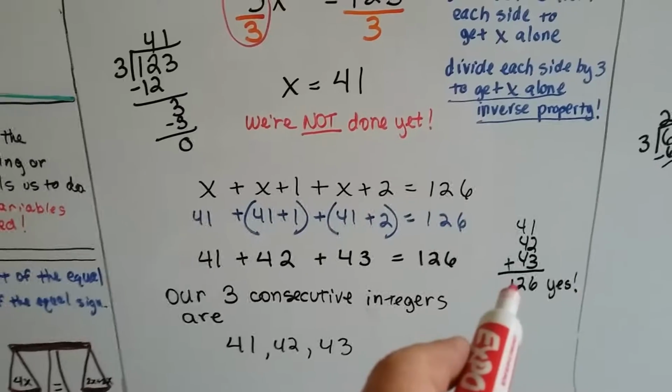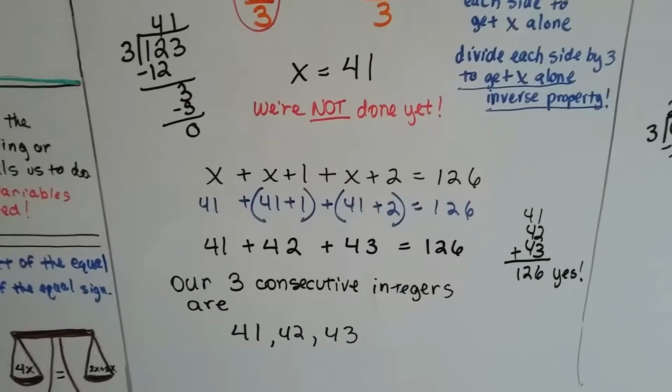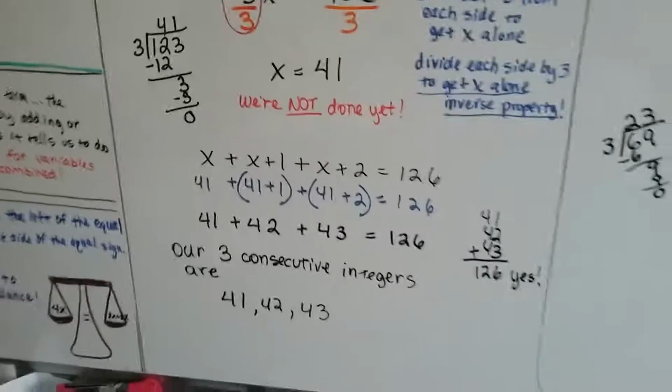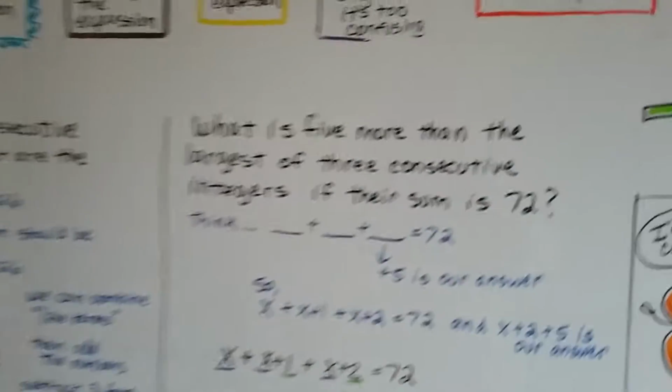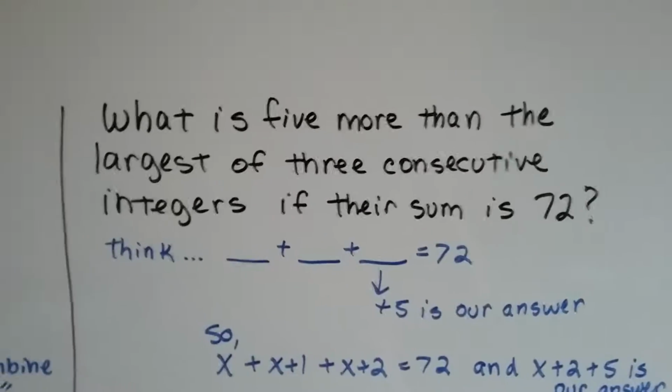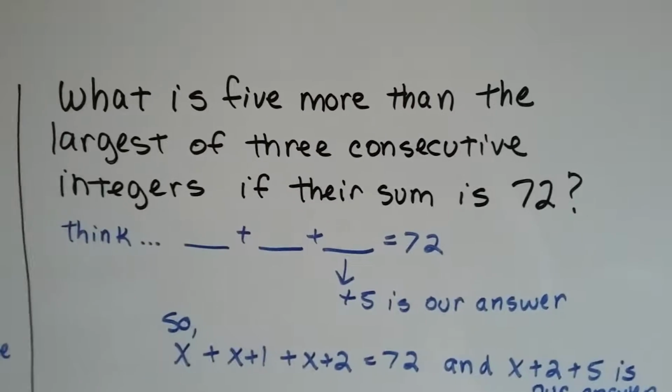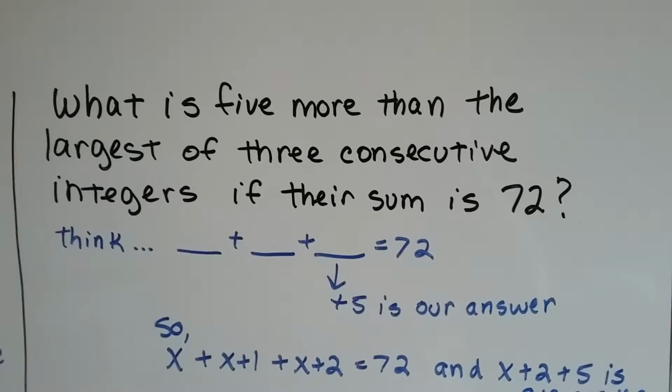And do they total 126? Yes, they do. We did it right. See? That wasn't that bad, was it? All right, let's try one that's got a little bit of a twist on it. What is 5 more than the largest of three consecutive integers if their sum is 72?